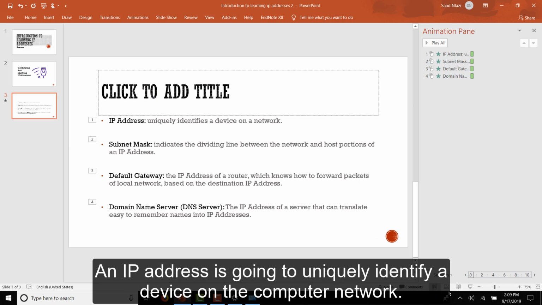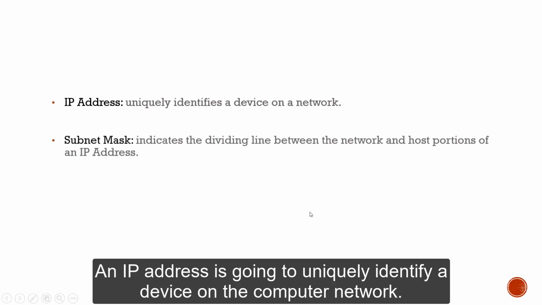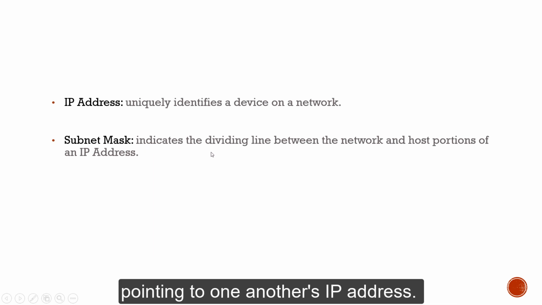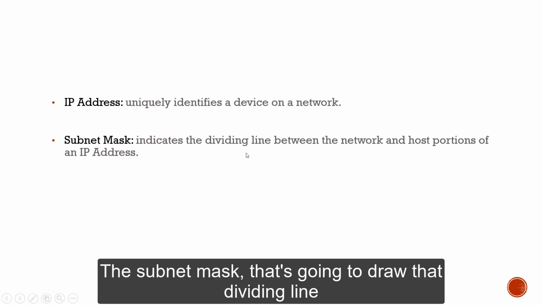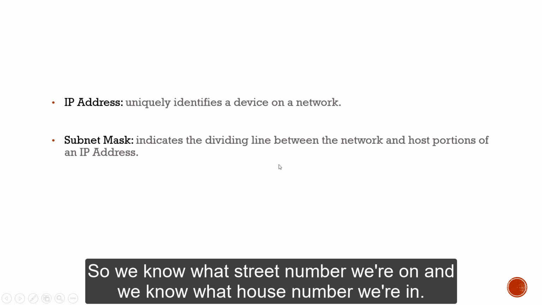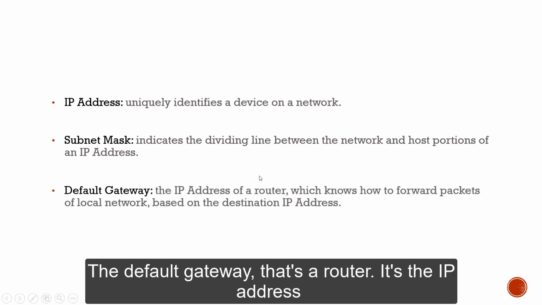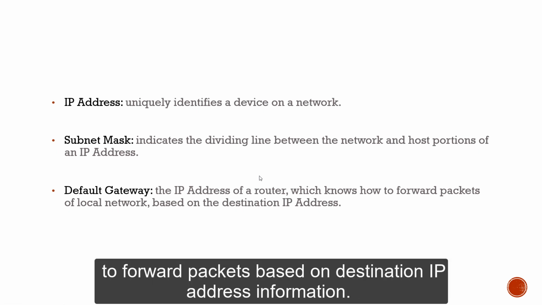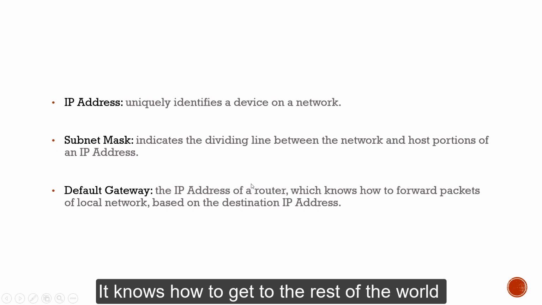An IP address is going to uniquely identify a device on the computer network. When two devices are talking to one another, they're pointing to one another's IP address. The subnet mask, that's going to draw the dividing line between the host portion of the address and the network portion. So we know what street number we're on and we know what house number we're in. The default gateway, that's a router. It's the IP address of a router that knows how to forward packets based on destination IP address information. It knows how to get to the rest of the world.